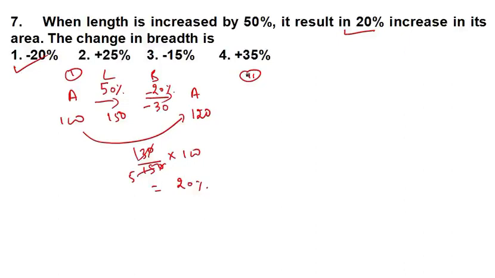Look guys, the second method. This is length into breadth equal to area. It is written length got increased by 50%, means before it was 2, it got increased by 1, so it becomes 3 now. And the area is given, it got increased by 20%, means area was 100 before, now it is 120. So just 0 0 I'll simplify, this becomes 5 and it will become 6.